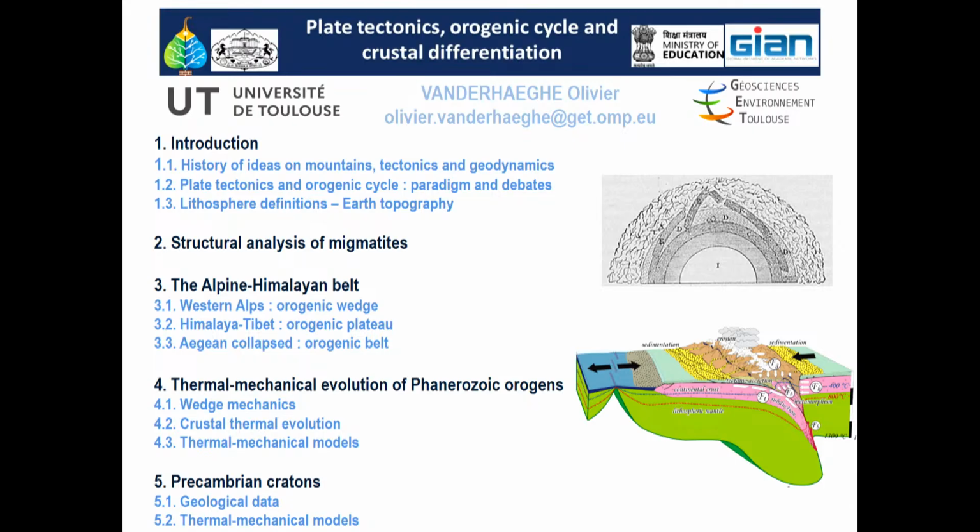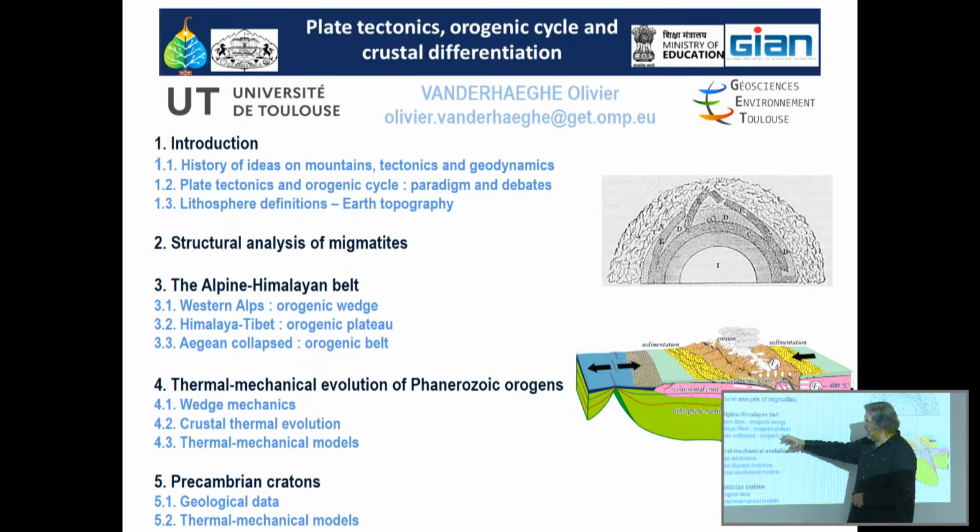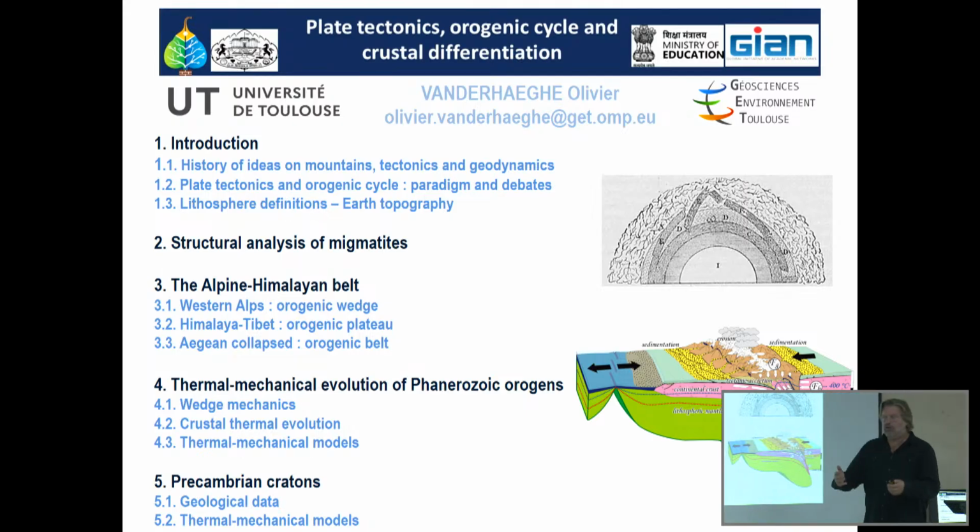So that's the end of our journey relative to Phanerozoic orogens. Tomorrow we'll have a hint of Precambrian orogens. And what I want to show you is how, from the Alpine Himalayan belt examples, Western Alps, Himalaya, Tibet, Aegean collapsed orogenic belt, we can think of these different stages of orogenic evolution in terms of thermomechanical evolution of Phanerozoic belts. Wedge mechanics, crustal thermal evolution, and then combining the two. This is our goal for the next 45 minutes.